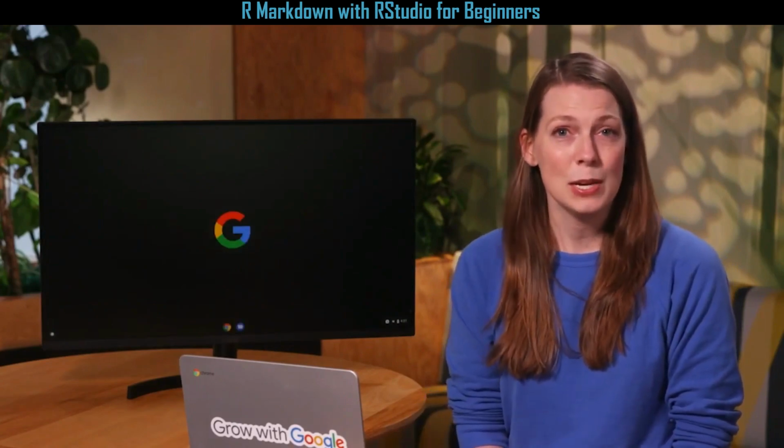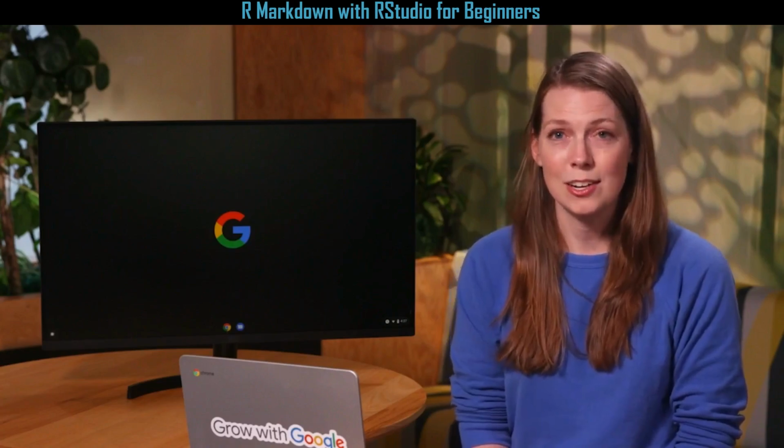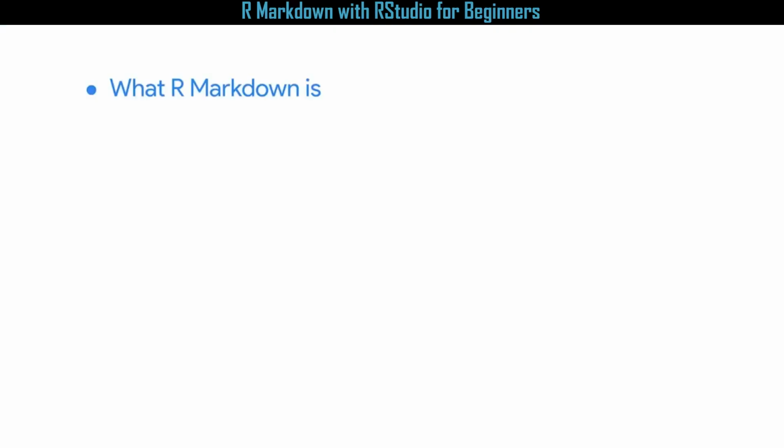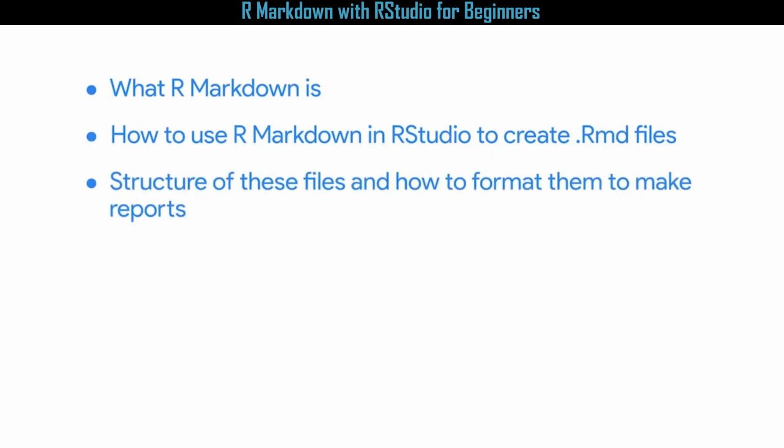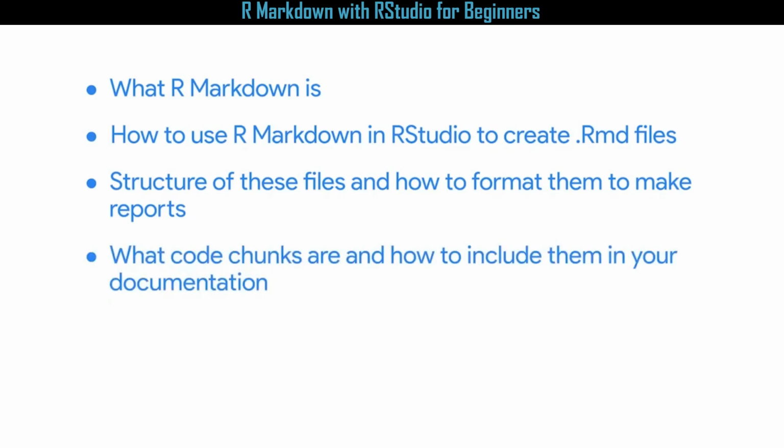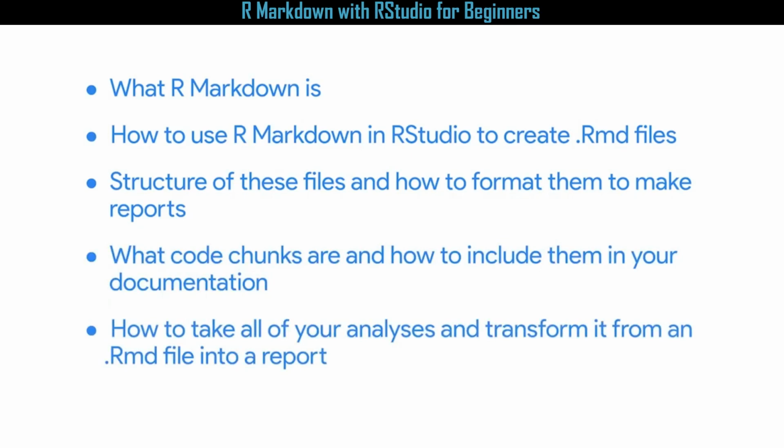We've now explored a big part of R Markdown and R documentation. We've explained what R Markdown is and how to use it in RStudio to create .rmd files. We've checked out the structure of these files and how you can format them to make reports. We've shown you what code chunks are and how to include them in your documentation. And we've shown you how to take all of that analysis, plus your explanation of that analysis, and transform it from a .rmd file into a report that you can use as a learning document or share with stakeholders.